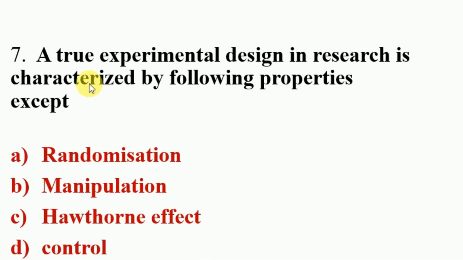Next question. A true experimental design in research is characterized by the following properties except. Options: A. Randomization, B. Manipulation, C. Hawthorne effect, D. Control. Answer is C. Hawthorne effect. So a true experimental design consists of three characteristics or properties, that is randomization, manipulation and control.